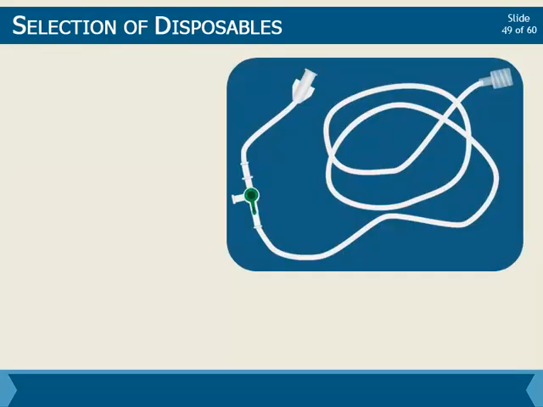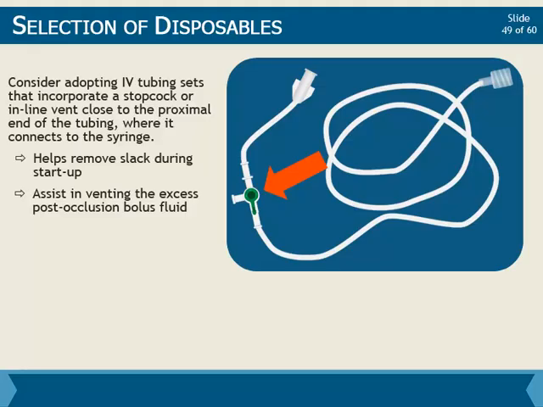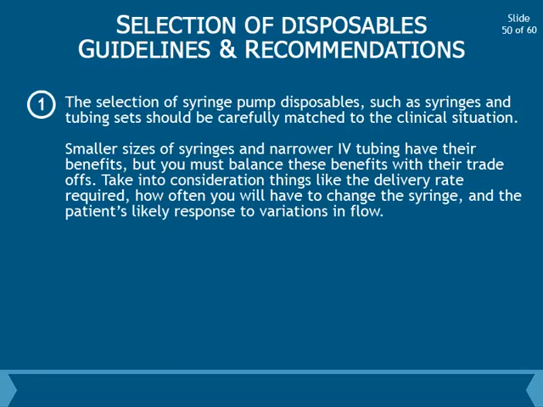When selecting tubing, you may consider adopting IV tubing sets that incorporate an inline stopcock or vent close to the proximal end of the tubing, where it connects to the syringe. The previous module discussed the value of this type of tubing for removing slack during startup. It can also assist in venting the excess post-occlusion bolus fluid from the IV setup. For patients receiving medication where startup delays and post-occlusion boluses would be a critical concern, this type of tubing may be a valuable resource. In summary, with regards to the selection of your syringes and IV tubing sets, consider the following when using syringe pumps.